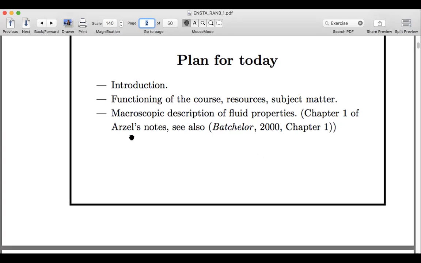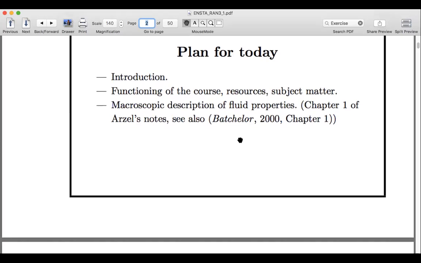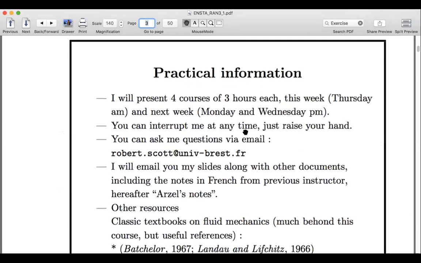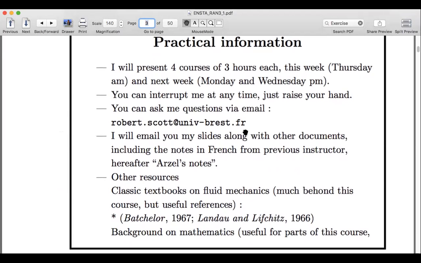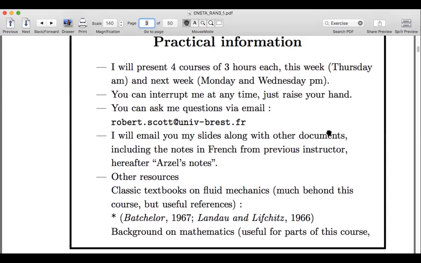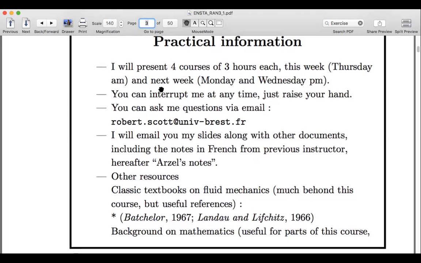And actually knowing that book and reading those notes, I could see that he learned the material or based his notes to some extent on Batchelor's work. Arzel wrote his notes in French, so if that's interesting to you, that might make it easier for the francophones. So I present 4 classes of 3 hours each. We have a 15-minute pause in the middle, so we'll run till 11:45 today with a 15-minute break approximately at 10 o'clock. And I'll see you next this week Thursday morning, so in a couple days, and then next week Monday and Wednesday in the afternoon.